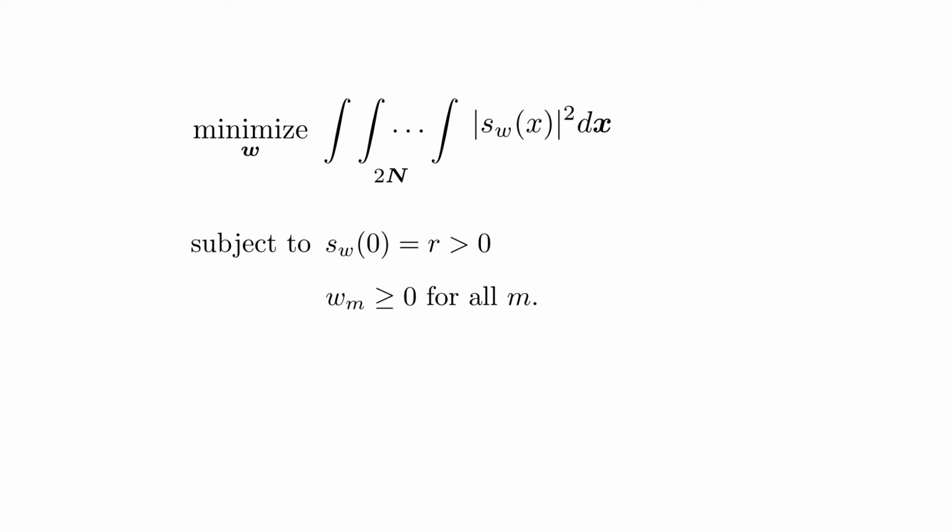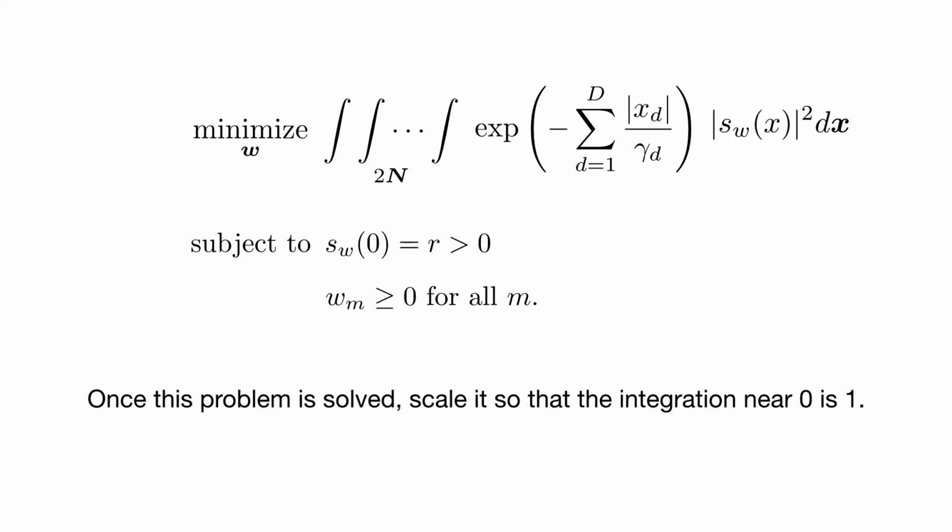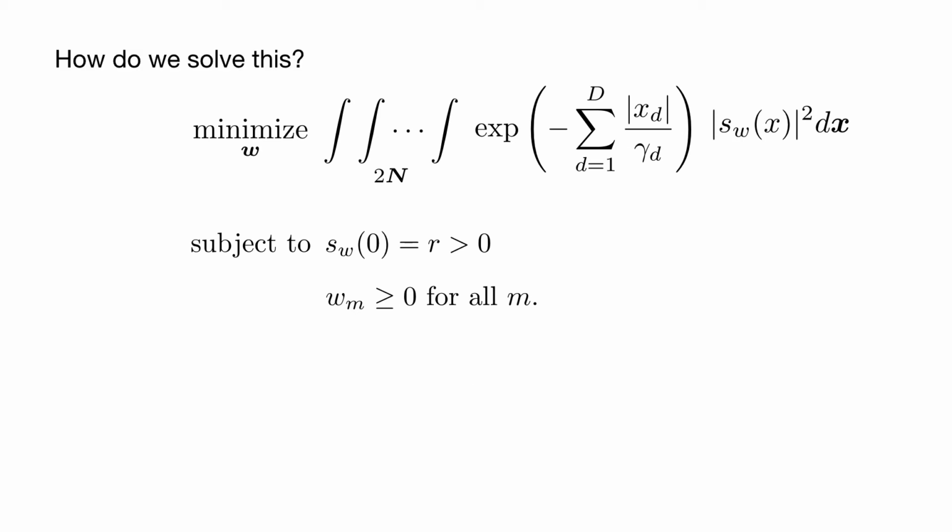We can mitigate that by adding a weighting into the objective function like shown here. So this gets us a set of weights that give us the sort of behavior that we want. It's positive at the origin, it's small everywhere else, but it doesn't integrate to 1. Once we solve this problem, we'll scale w so that the integration over a region centered on the origin is 1. How do we solve this?